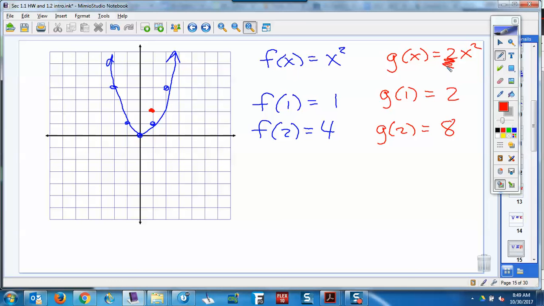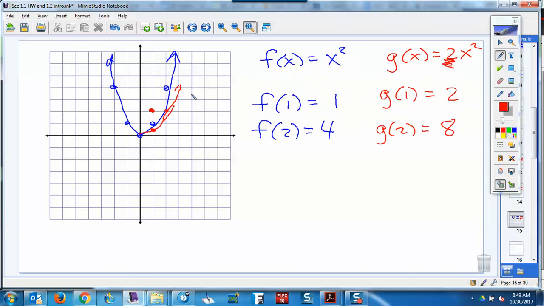And number like 2, what if that was 1/2? Then these points would have squished down here, and this point would have squished down to here, and it would have been compressed. Okay, so you get a number less than 1 on the outside. It's going to compress vertically. If it's a number bigger than 1, it's going to stretch vertically.